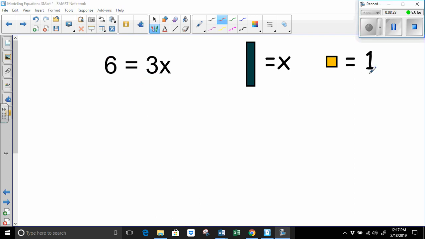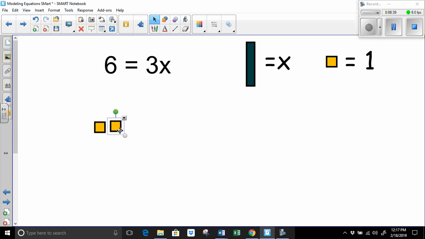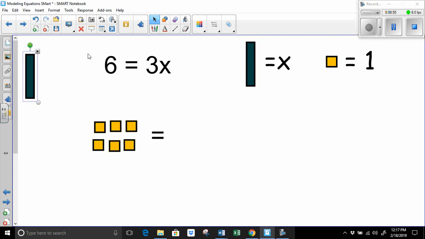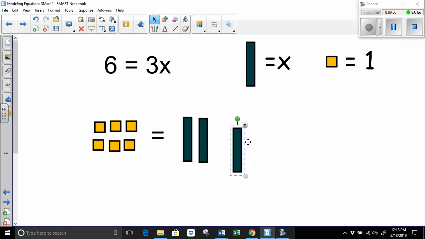For this problem, we have 6 is equal to 3x. So here they started off with 6 single units, so I'm going to go ahead and create that. That's 1, 2, 3, 4, 5, and 6. And that's going to be equal to 3x. Because it's equal to 3x, that means I need 3 of these bars. So that creates 1, 2, and 3 bars.